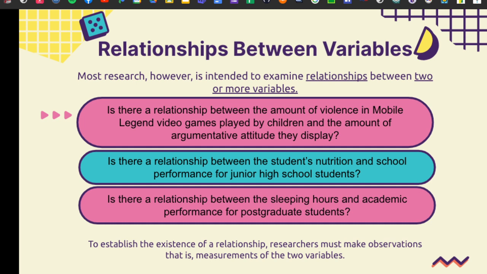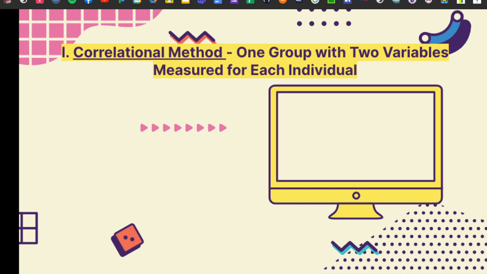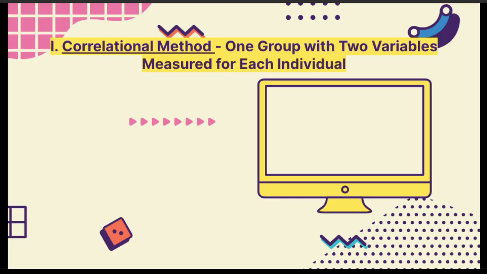In order to establish the relationship of a variable, we have to make observations, which are the measurements of two variables. The resulting measurements can be classified into distinct data structures, which help us to classify what research method and statistical techniques we are going to utilize. In data structures, we are doing a combination of one group with two variables that is measured for each individual. So what are these?